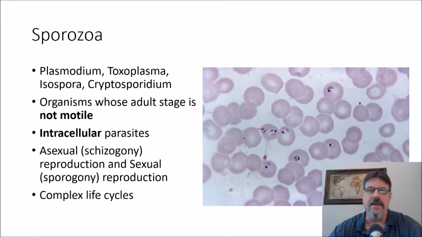Now, unlike the amoeba, unlike the flagellate, and unlike the ciliate, the organisms of the sporozoa have an adult stage that is non-motile. They are also intracellular parasites, and they have very, very complex life cycles, as you're going to see momentarily, with asexual reproduction and a sexual reproductive stage.